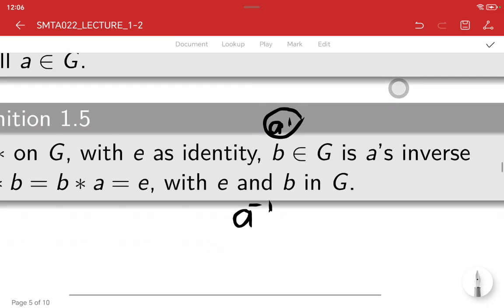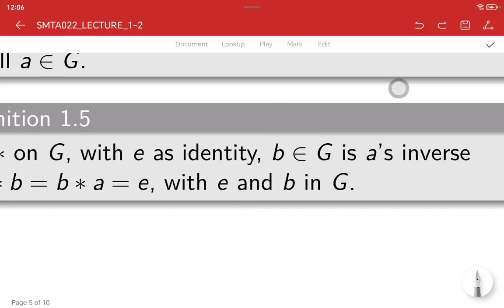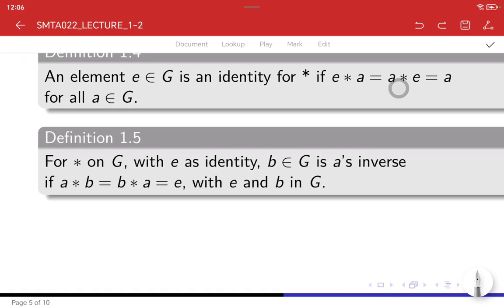For multiplication, we use this. But when we use this one, it can represent multiplication and addition, so that we know which one we're dealing with. If you don't know which operation it is, you just put this one. It will be fair, right? But here you can also put B. It's also fine. So we are saying that if we have star on G with E as an identity, and we take B from G as A's inverse, right?